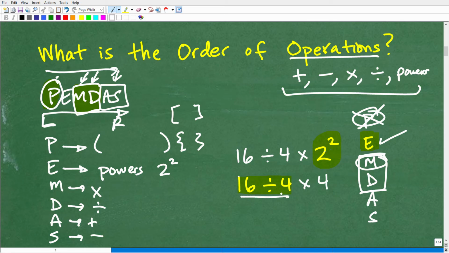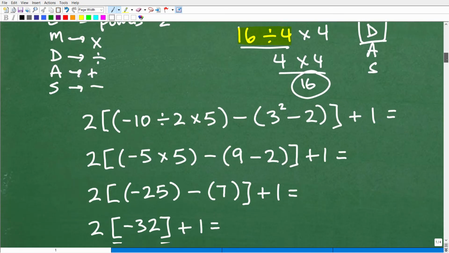So we're going to do this. 16 divided by 4 is what? That's 4. So now we're down to 4 times 4. Of course, that's the last step. That's multiplication, which will be 16. Okay, so that is the final answer. Okay, so that is PEMDAS, and now let's take a look at a little bit more interesting problem.